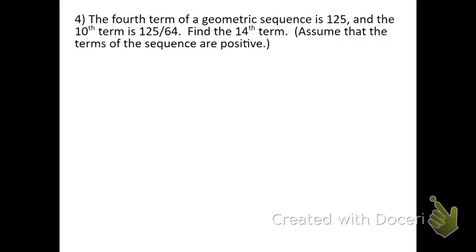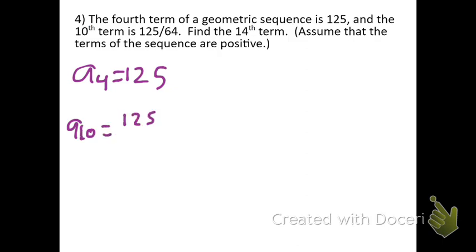Okay, so in this example, we're given the fourth term of a sequence, and that's 125. So write that as a sub 4 equals 125. And also the 10th term of a sequence is 125 over 64. So find the 14th term. So how can we do that?